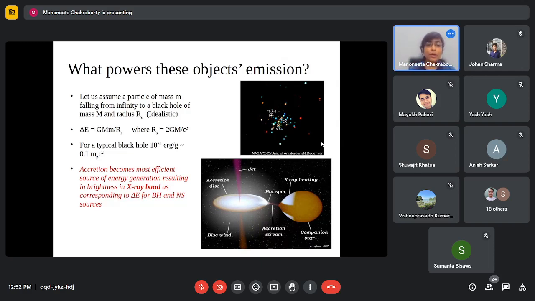And accretion, therefore, becomes the most efficient source of energy generation for these particular objects, and in general also, resulting in a huge copious amount of X-ray radiation being emitted from these objects, where a black hole or a neutron star is in binary with a companion star. You can do a small exercise to convince yourself. This is, of course, a hypothetical exercise where you take a hydrogen atom from infinity and bring it close to a black hole or a neutron star. And you can check the change in the gravitational potential energy and see how much energy would be released and what would be the frequency of radiation. Of course, this is a very toy model that I'm talking about.